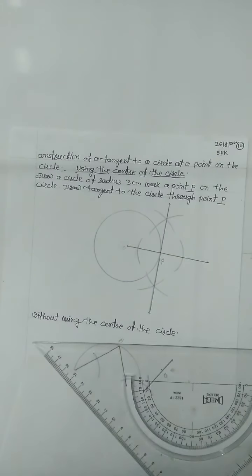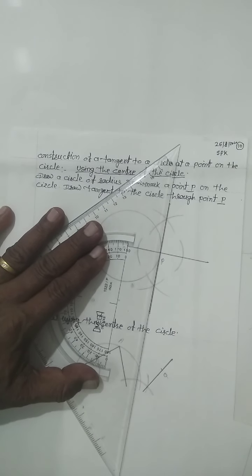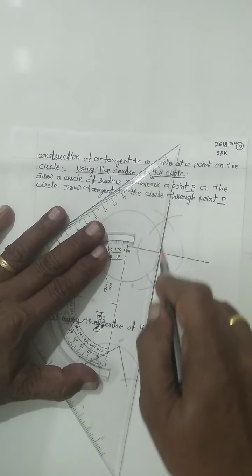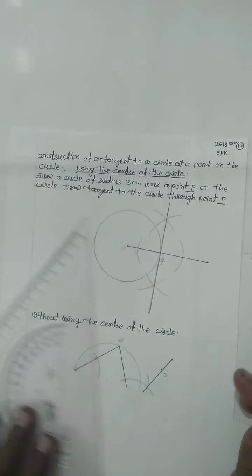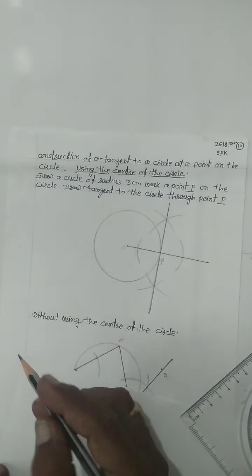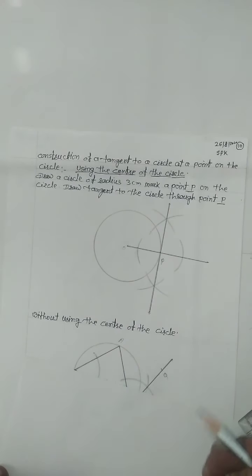Now draw the line which passes through these two points. We get the tangent to the circle at point P. In this way we complete the construction. Then we take the second construction, without using the center of the circle.